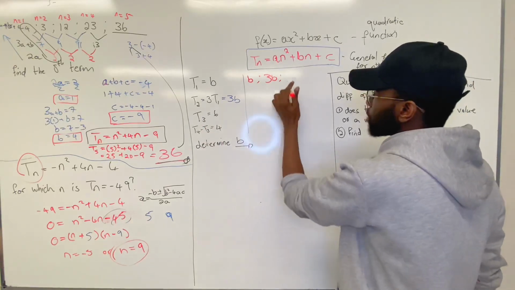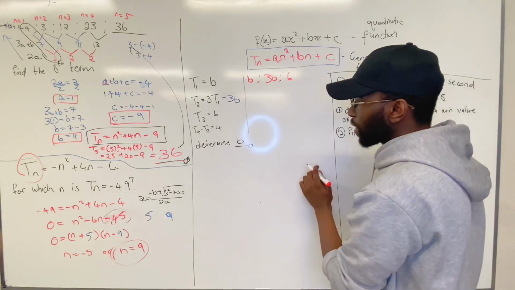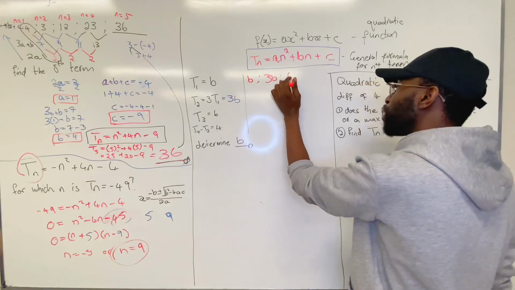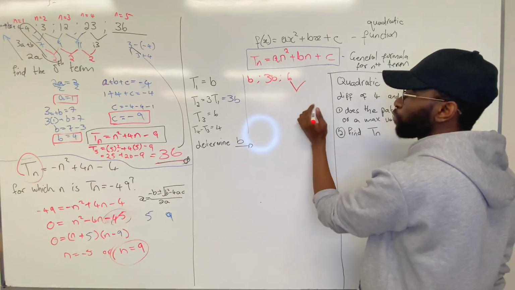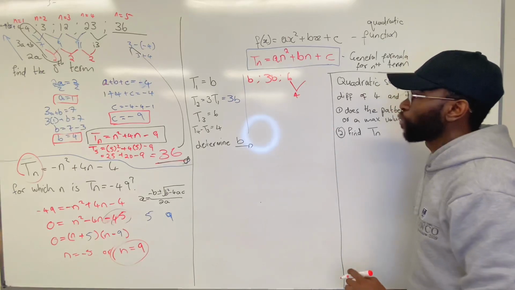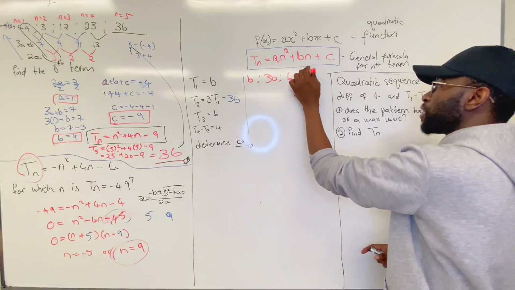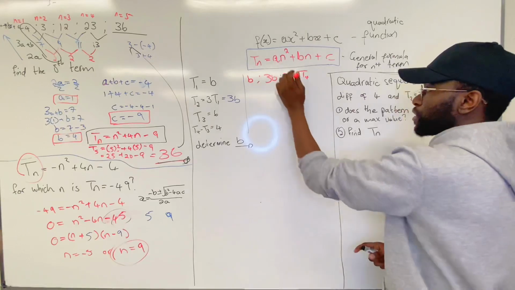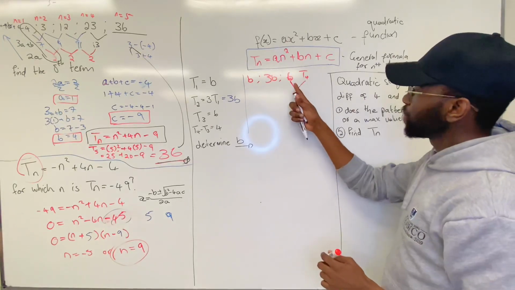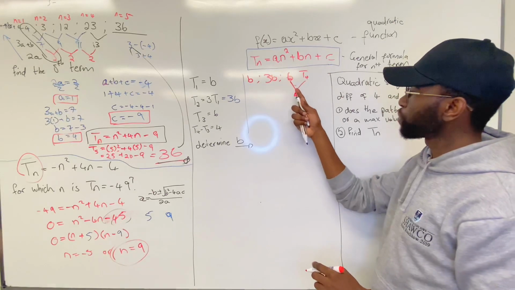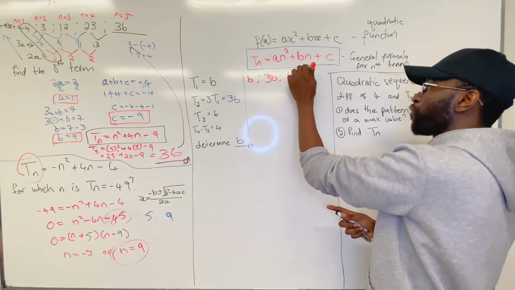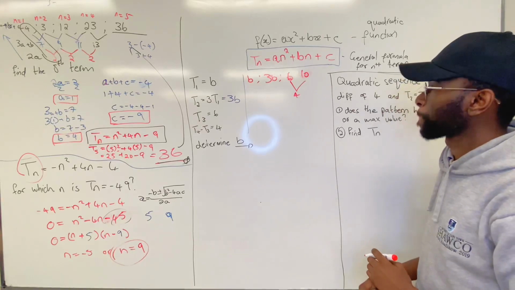Term 3 is 6. And then we don't know term 4, but we know that the difference between term 3 and term 4 is 4. So we have some term 4 here. This is 6. The difference between term 4 and term 3 is 4. So 6 plus 4 means that term 4 is 10.